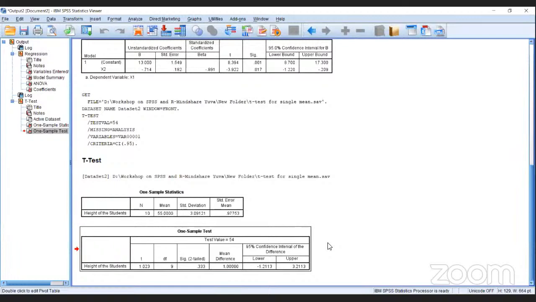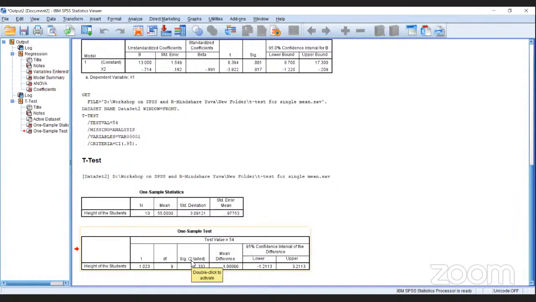Sir, we accepted our null hypothesis. Yes. If it is less than 0.05, then we are rejecting the null hypothesis. Sir, it's 0.033. It's showing two-tailed, right? Uh-huh. So this is what you were showing in the diagram. Yes.